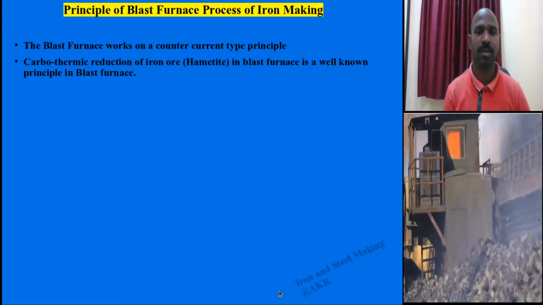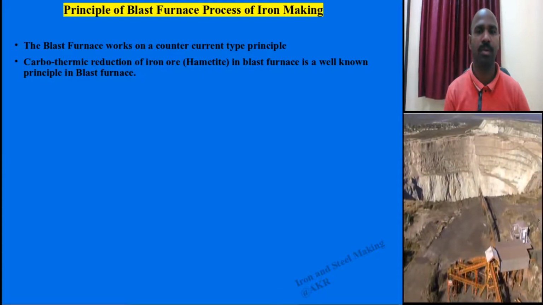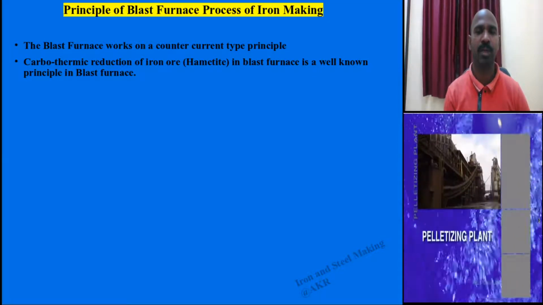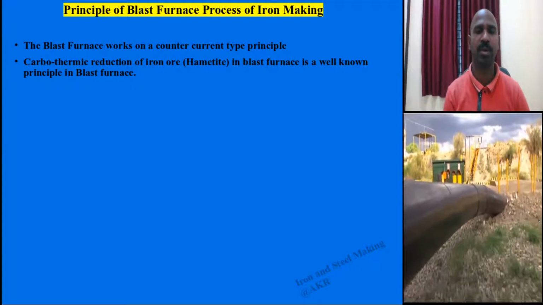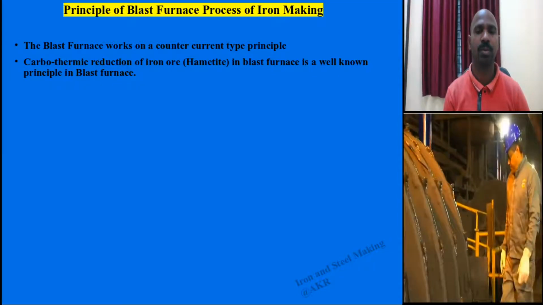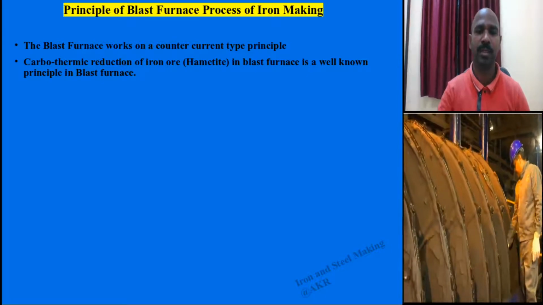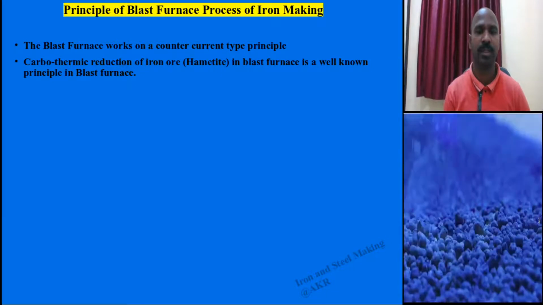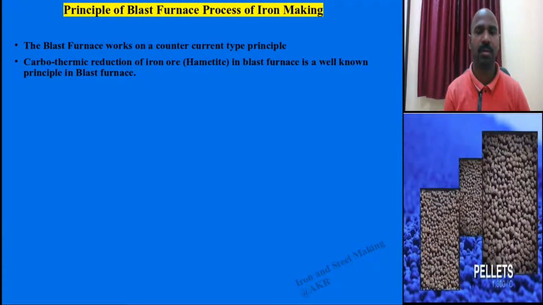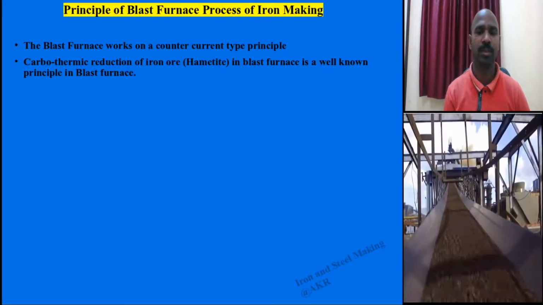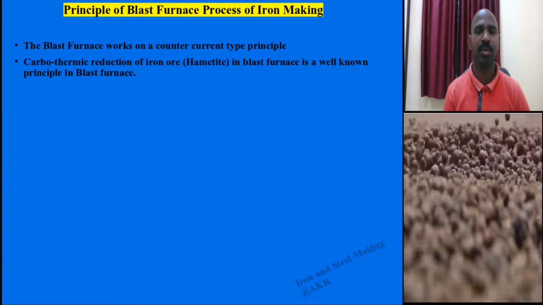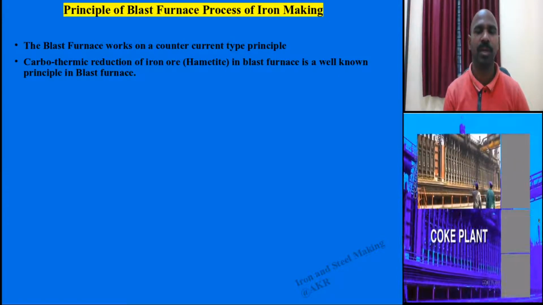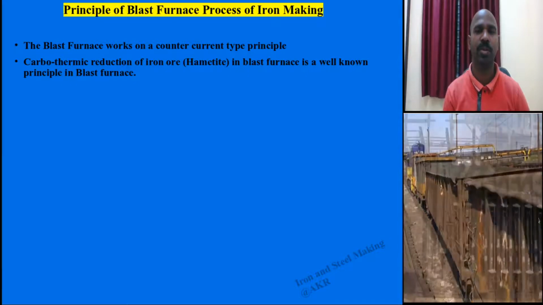blast furnace. The blast furnace works on a counter current type principle, and the main principle we call carbothermic reduction of iron ore. Carbon comes from the CO gas, which interacts with the iron ore, and the chemical reaction produces exothermic heat. That is why this carbothermic reduction of iron ore gives rise to the removal of the impurities associated with the iron ore. Carbothermic reduction of iron ore is nothing but the principle of the blast furnace.